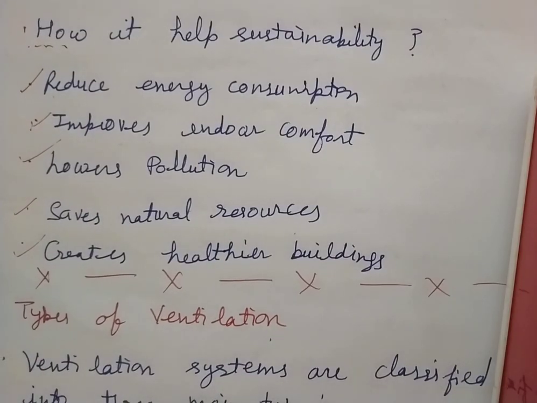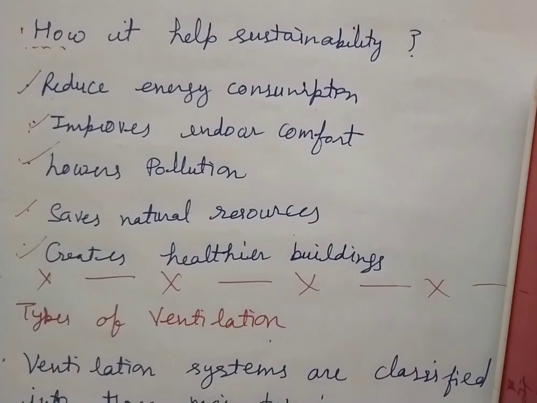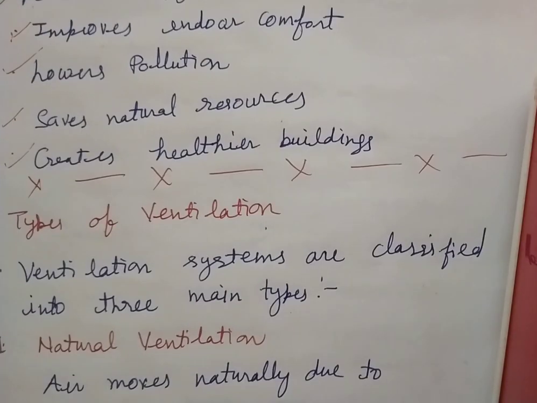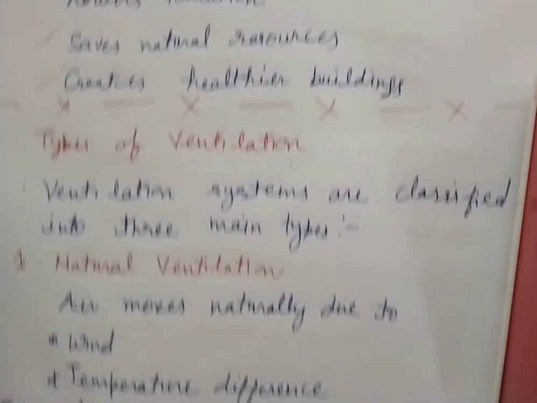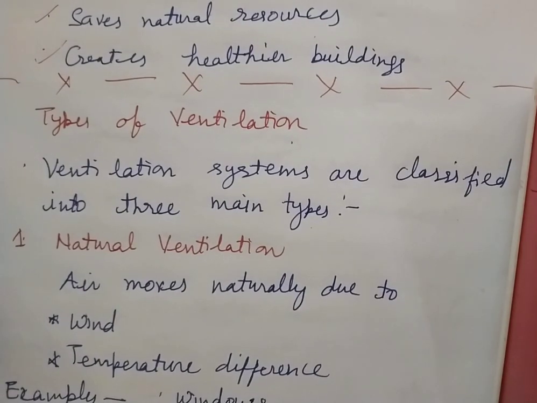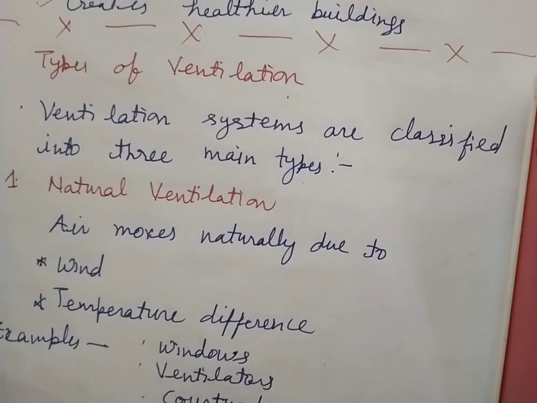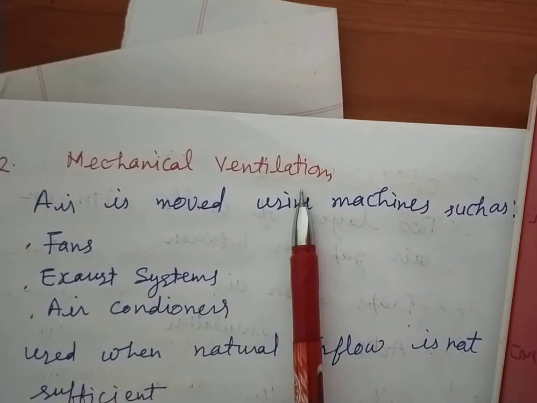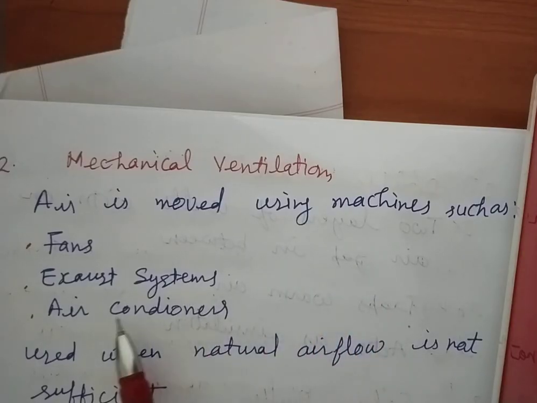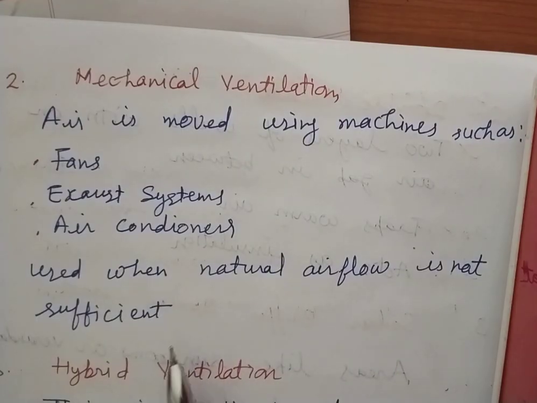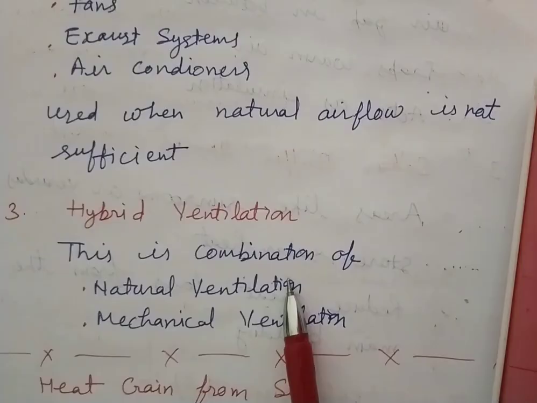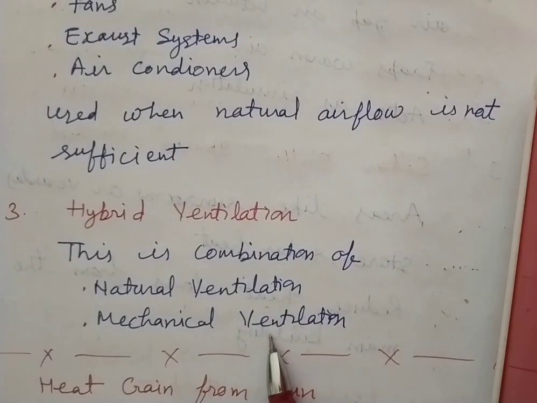Types of ventilation. Ventilation systems are classified into three main types. First is natural ventilation. Air moves naturally due to wind and temperature difference. Examples to achieve natural ventilation in a building are using windows, ventilators and courtyards. Mechanical ventilation. Air is moved using machines such as fans, exhaust systems, air conditioners, used when natural airflow is not sufficient. Hybrid ventilation. This is a combination of natural ventilation and mechanical ventilation.